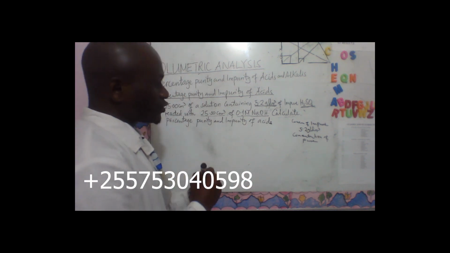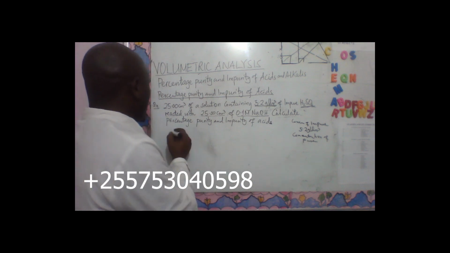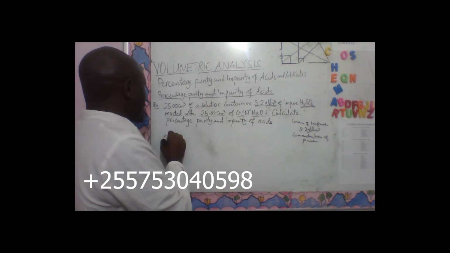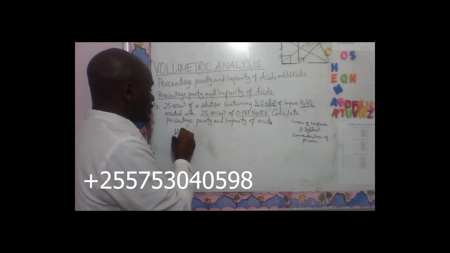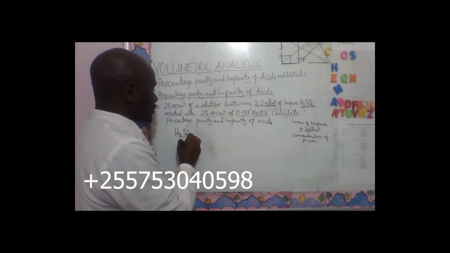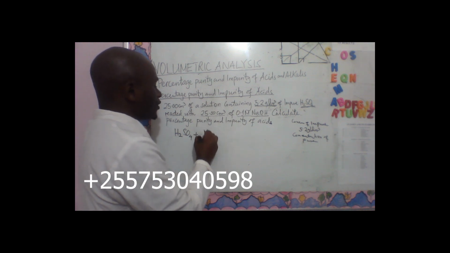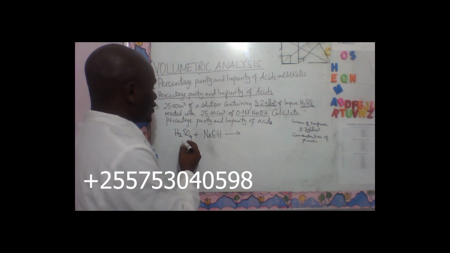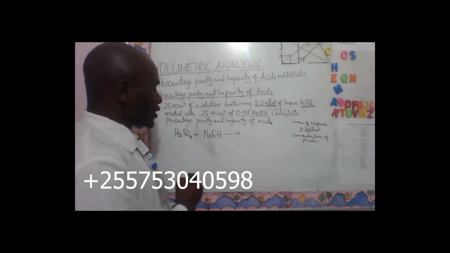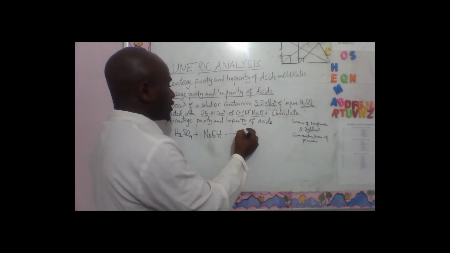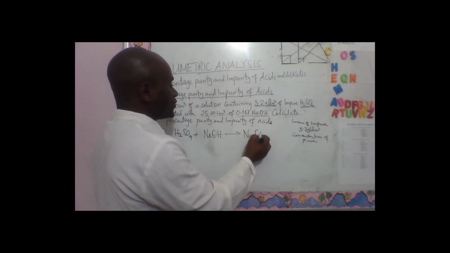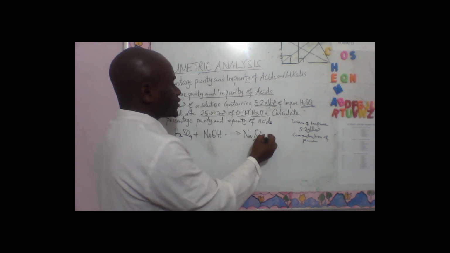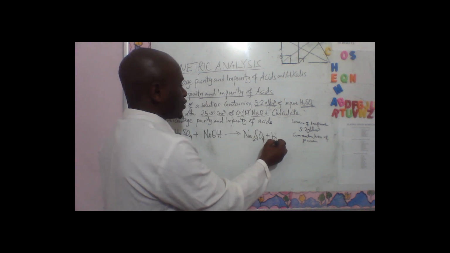So we are supposed to balance the chemical equation. The balanced chemical equation here is sulfuric acid plus sodium hydroxide, which is our base. When sulfuric acid reacts with sodium hydroxide, we are going to obtain sodium sulfate plus water.